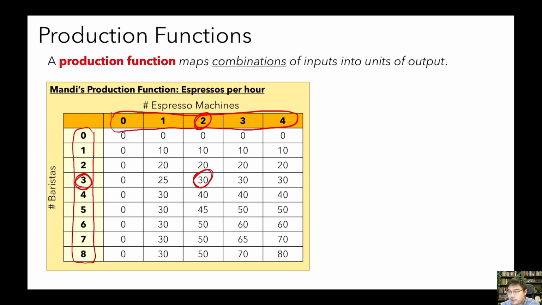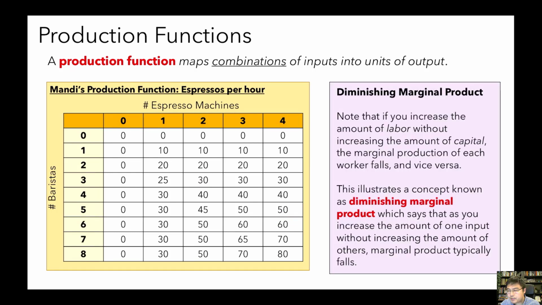Or I should say her coffee shop would be able to produce 30 espressos per hour. If she wants to increase the number of espressos per hour that she can serve, let's say if she increases her number of baristas to 6 and her espresso machines to 4, right, then she can actually make 60 espressos per hour, okay? So that's all. That's very simple. A production function just shows for each combination of inputs how many outputs the firm could possibly make.